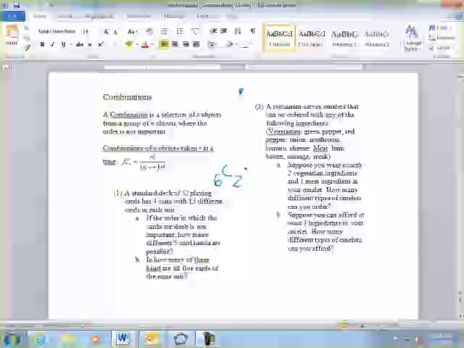And I want 1 type of meat in there. So how many different types of meat could I get? 4: ham, bacon, sausage, steak. So out of the 4, I'm going to pick 1.